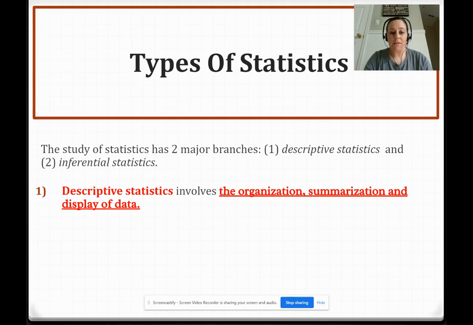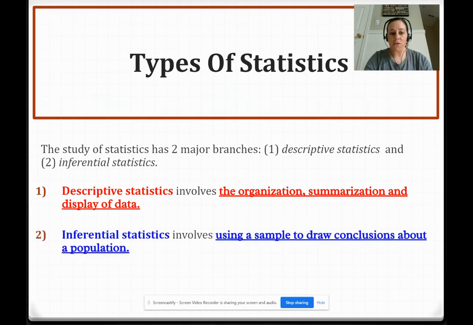Now, descriptive statistics specifically involves the organization, summation, and display of data. Okay, so all those graphs that you've constructed, the numerical summaries you've come about, and then describing what you see in all of that information, that's descriptive statistics. Inferential statistics is using a sample to then draw conclusions about a population. This is kind of the entire point behind why we collect statistics.